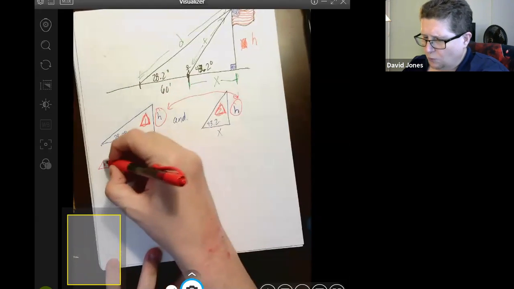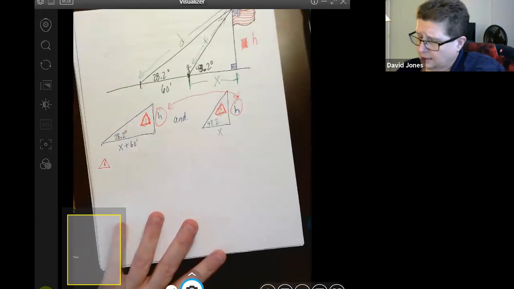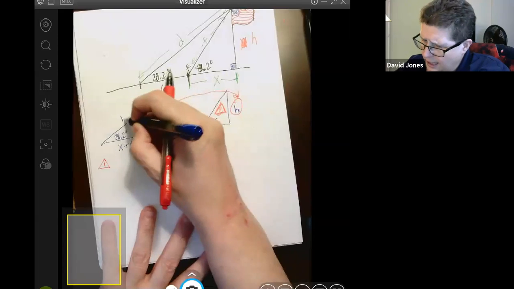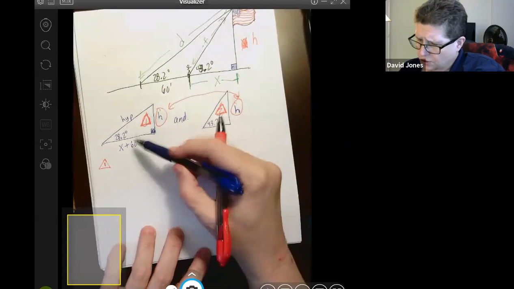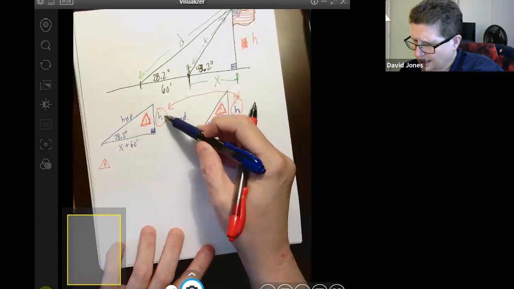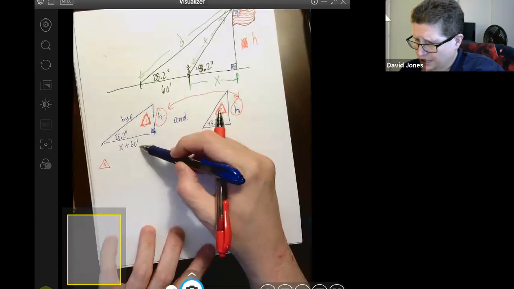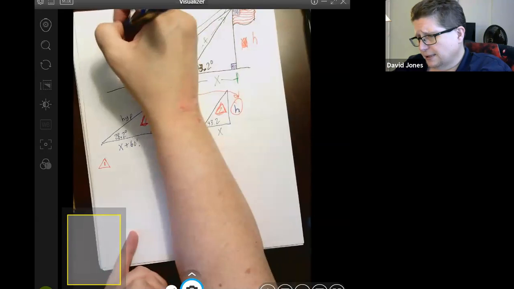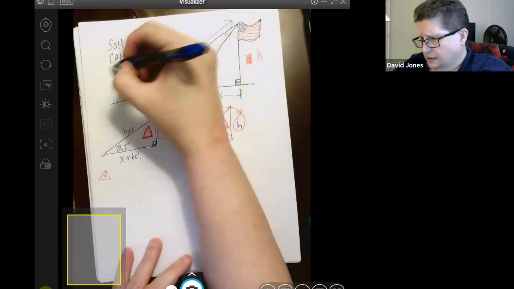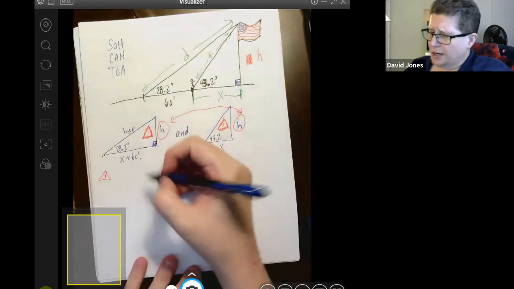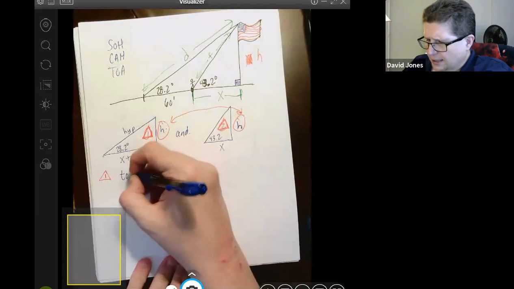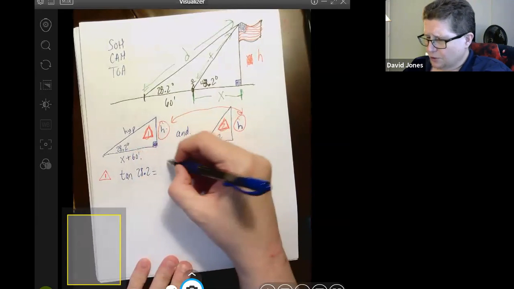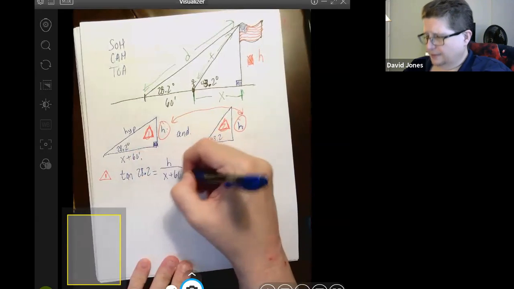Triangle 1, what trig function could we use? We know this is the right angle. This is the hypotenuse. So we're looking for the opposite side, and we have a piece of information about the adjacent side. We could use tangent, right? Tangent of 28.2 equals opposite, which is h, over x plus 60.